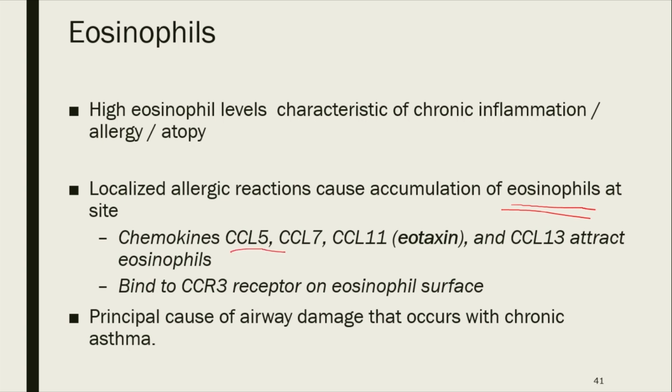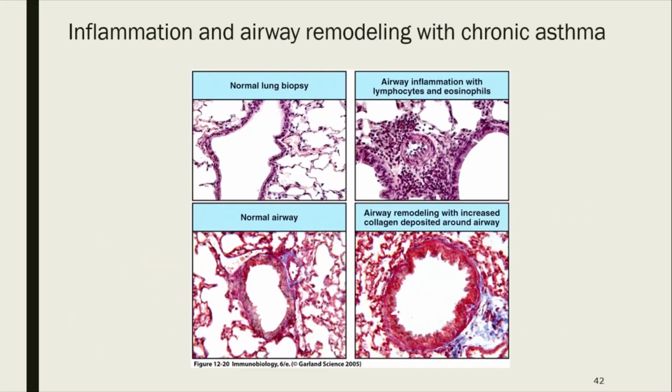All these chemokines attract eosinophils, and here basically it's a repeated inflammation, and all these bind to CCR3 receptors on it, causing it to eventually release more of these necrotic factors, and they are the principal cause of airway damage. Again, I said it again, the chronic asthma. So I was ahead of myself.